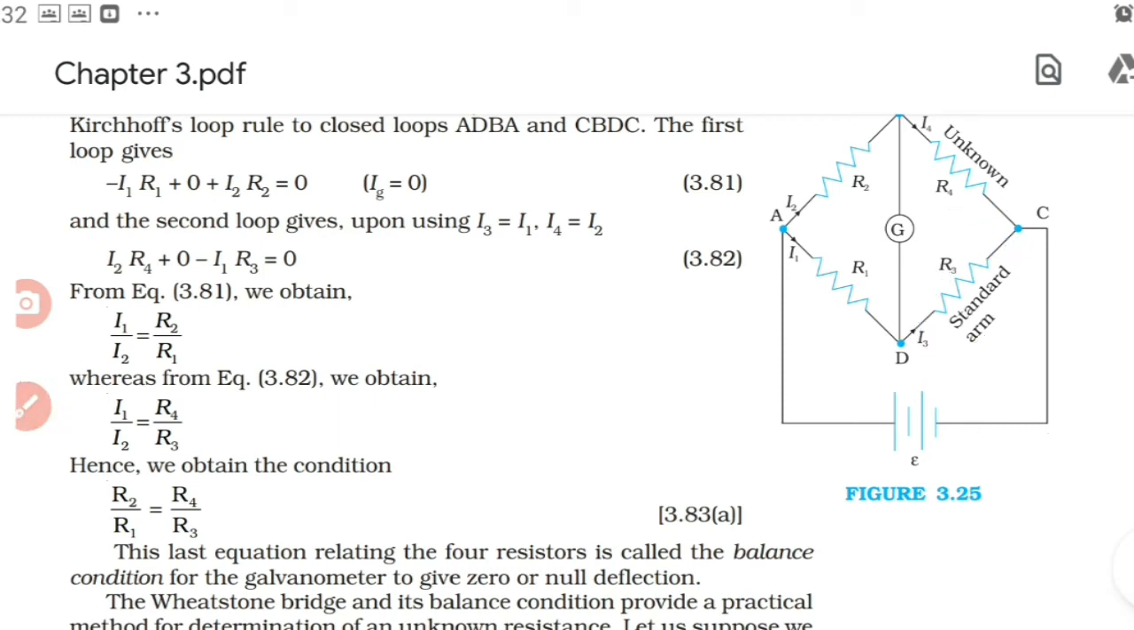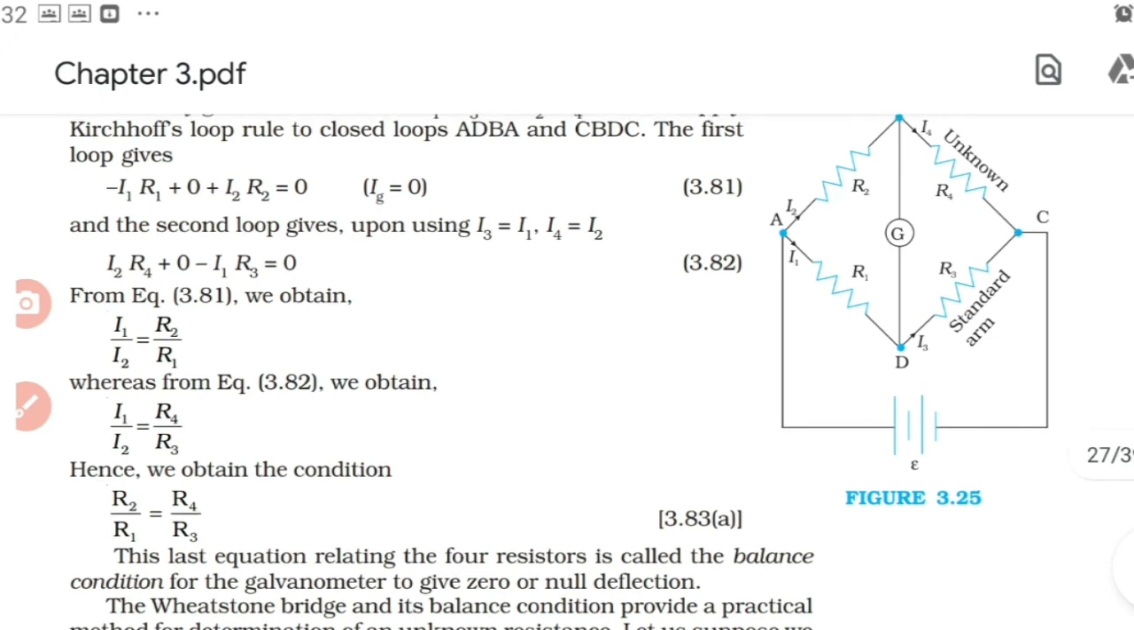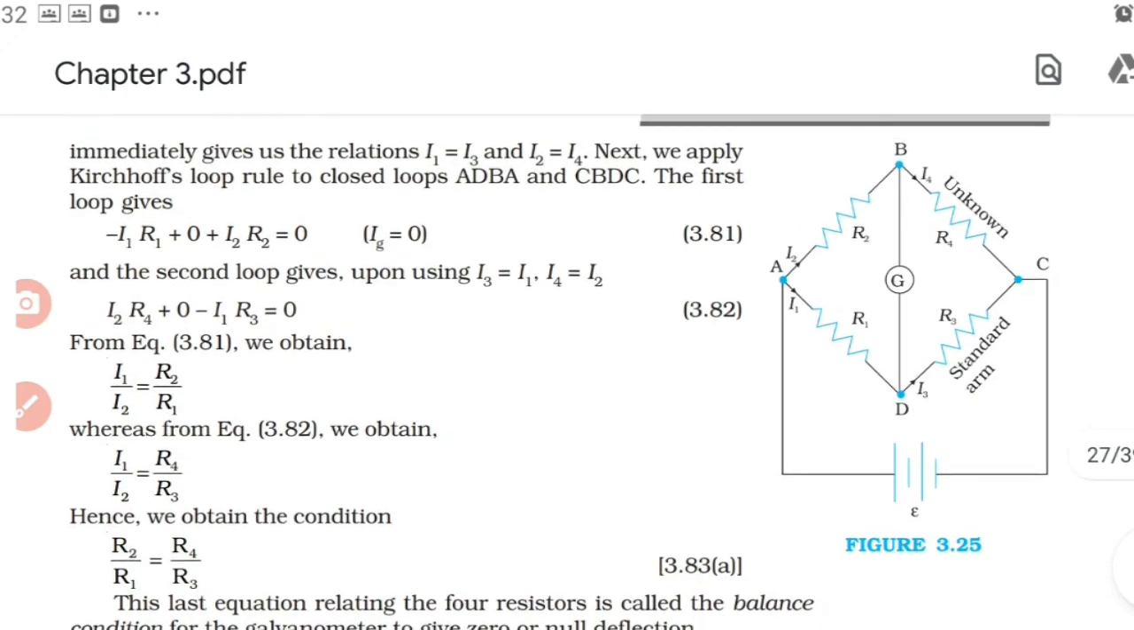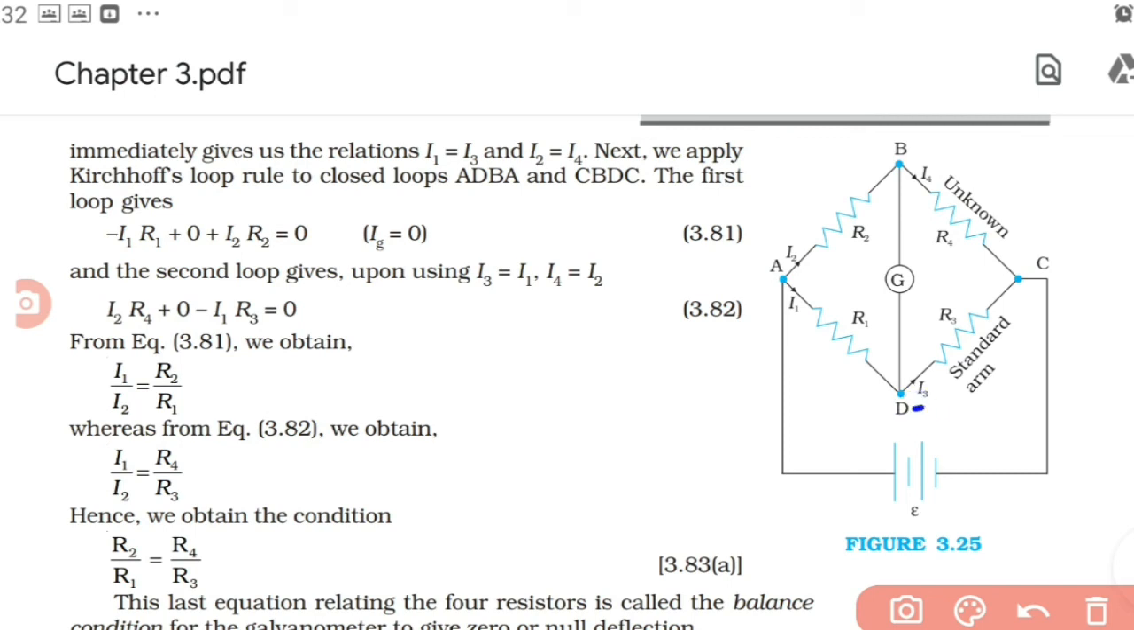Now one more. So I repeat, the basic condition for balancing the bridge is that the galvanometer current should be equal to 0. The current through the galvanometer should be 0. When will we have that condition? When R1 by R2 equal to R3 by R4, we have that condition. So one more condition we can state here. The balancing condition can also be stated like this: potential at B will be equal to potential at D.